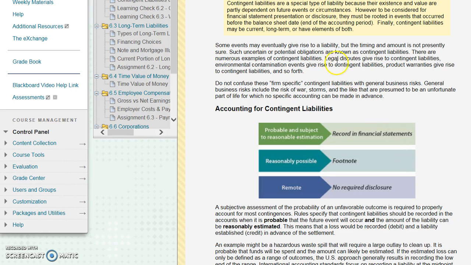If you notice right here, legal disputes are a very common contingent liability. The key to understanding contingent liabilities is this little graphic right here.